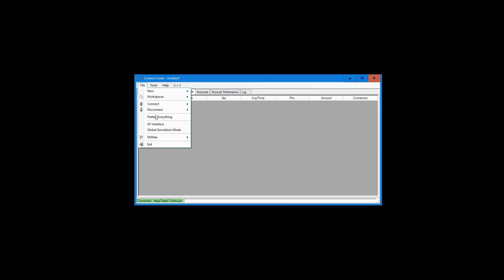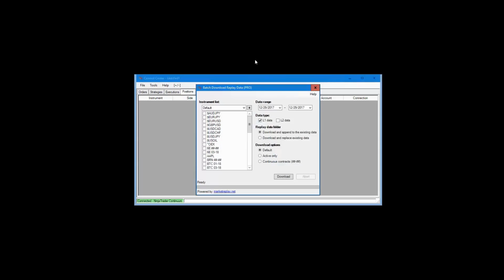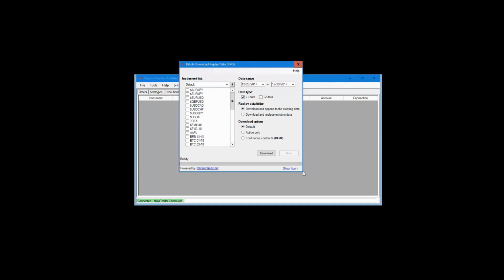And if you buy that service, $150 for the year, I really think it's worth it, especially when you're learning. It will add in this little batch download replay data feature, which is really neat. And I use it all the time. And what it will do is it will allow you to add symbols like, let's just say the euro US dollar. And you see the little 2 hashtags. That means that it's continuous contract data.